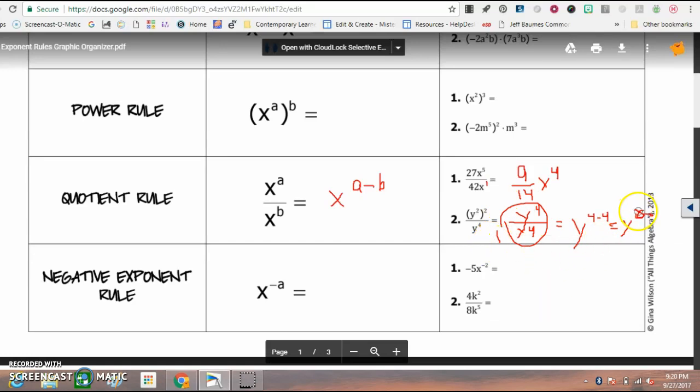By the way, let's clean this up. Make sure your notes are not as messy as mine. That should be y to the 0 power. Our last rule and the most challenging is the negative exponent rule. The negative exponent rule simply says to rewrite this as a positive exponent, you put the base under 1. So we write 1 over x to the a this time, because when you write it as a fraction, the negative exponent disappears. So let's keep that in mind.